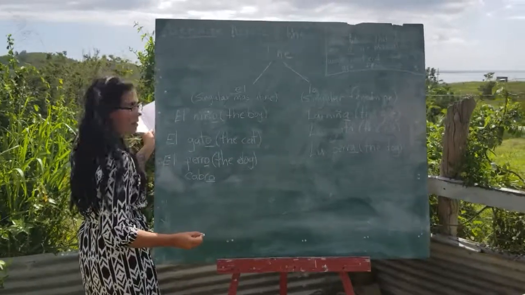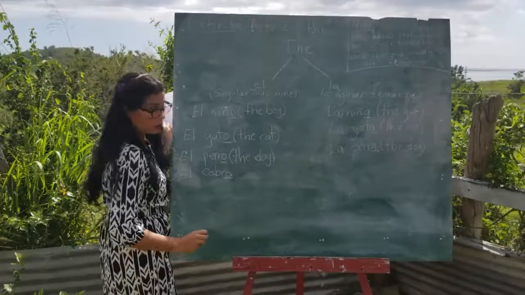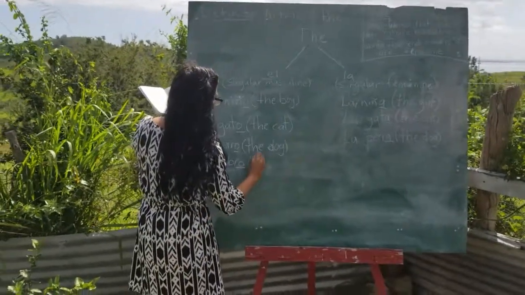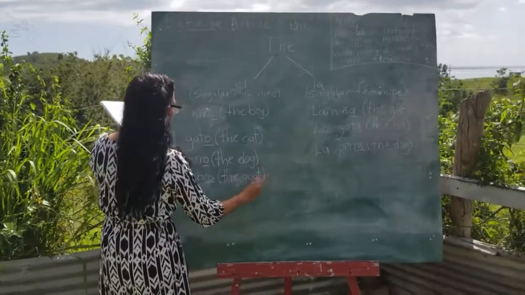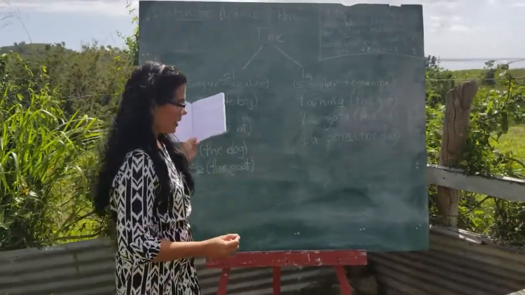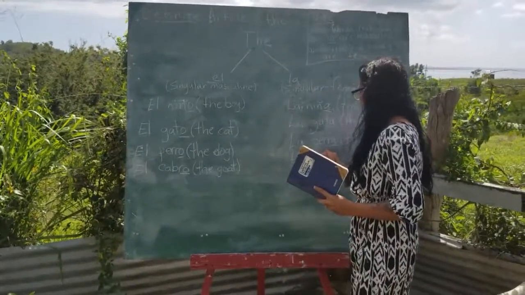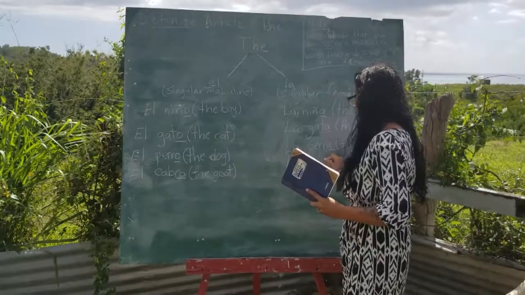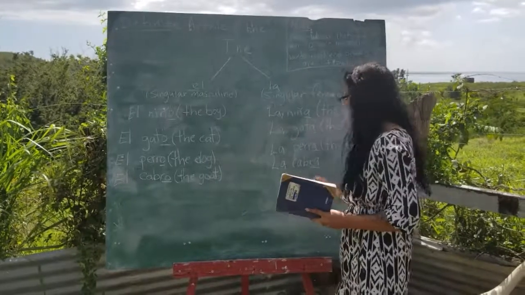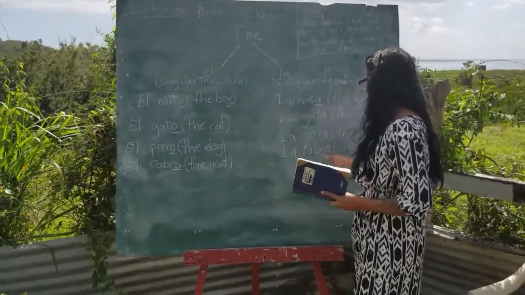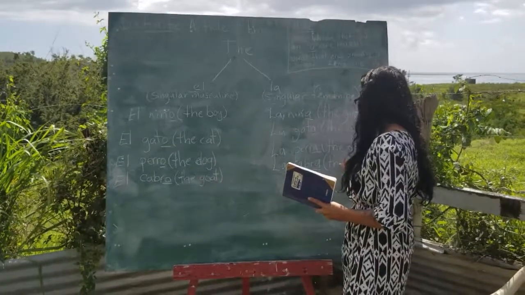Cabro, ends on an O, therefore, el cabro is the goat. And now with an A, la cabra, like Valentine, la cabra, it is a feminine goat. So, the goat.